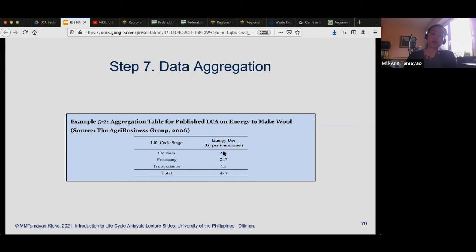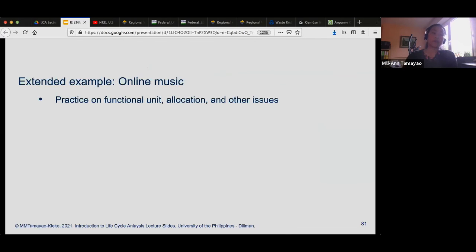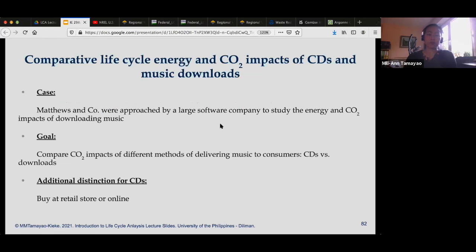So you now have gigajoules for farm, for processing, for transportation per ton of wool. Now let's proceed to a more complex example, which is a complete example, on online music. And this will help us practice on functional unit, allocation, and other issues.